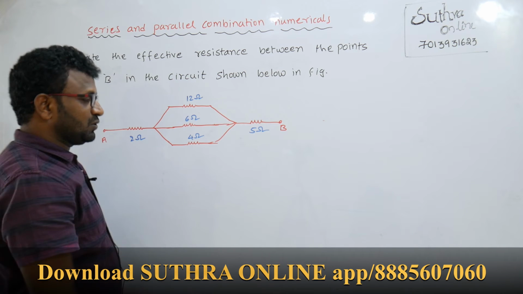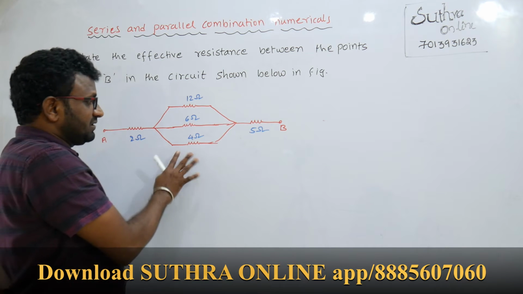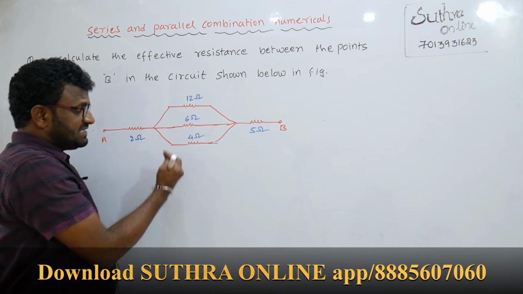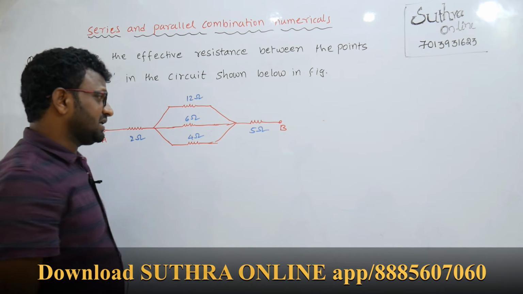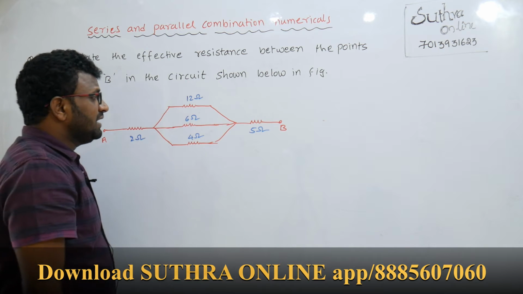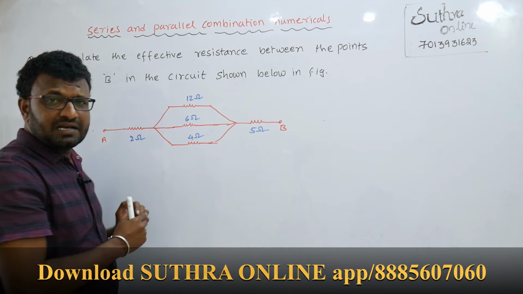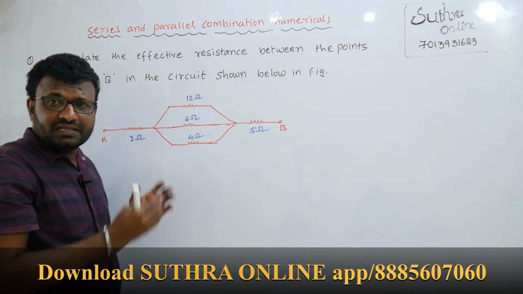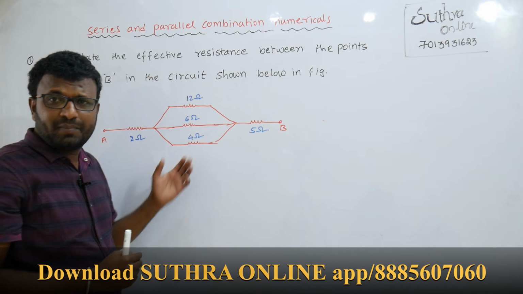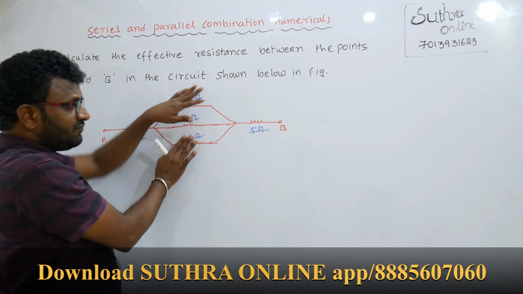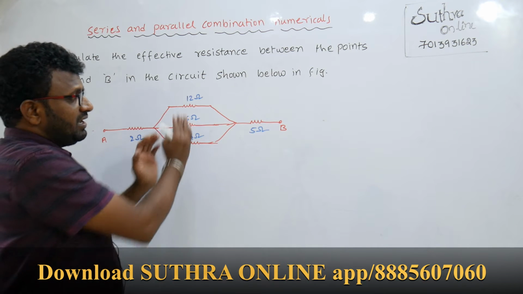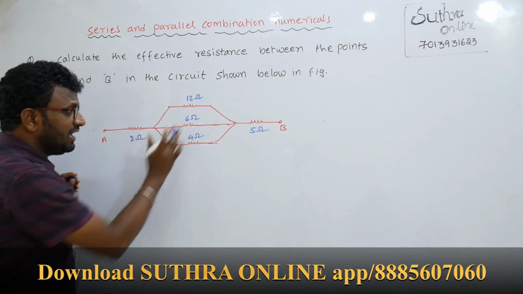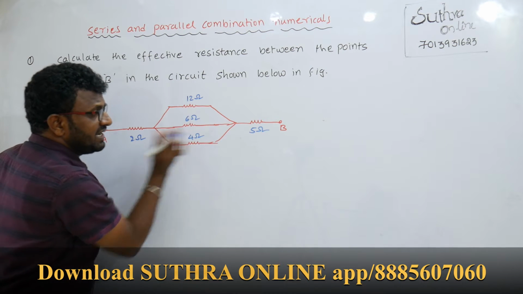So this is the circuit. If you observe here, a total of five resistors are connected in the circuit. This is nothing but the circuit diagram. Here, three resistances are connected in parallel to each other. Now, first you can find the effective resistance of this parallel combination. So I am going to find the effective resistance of these three resistances.